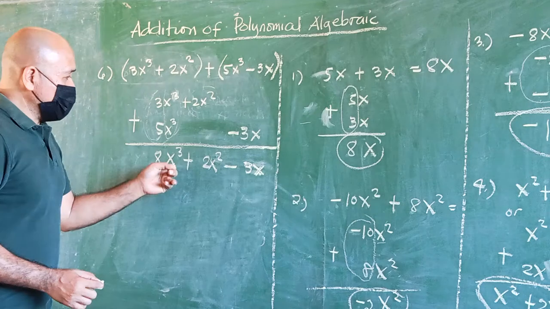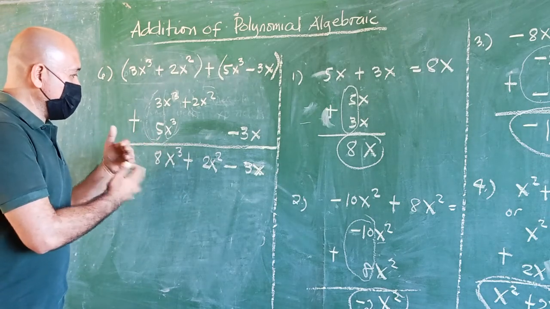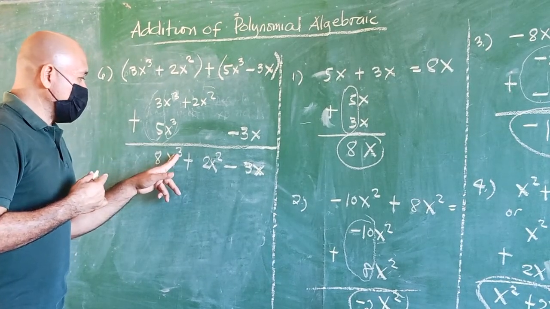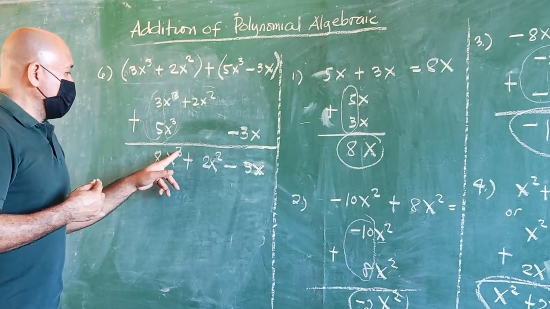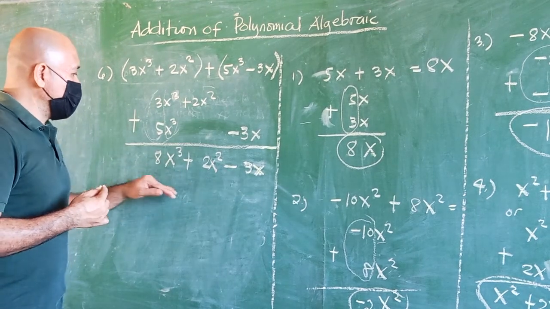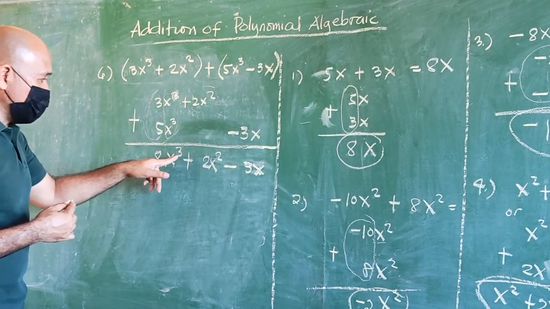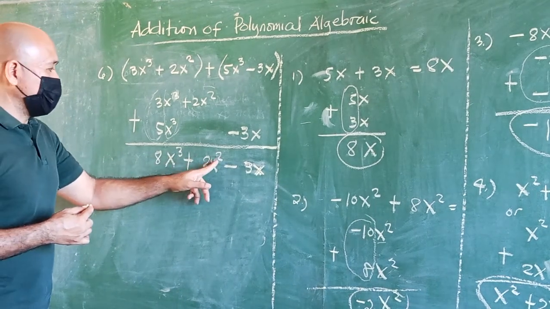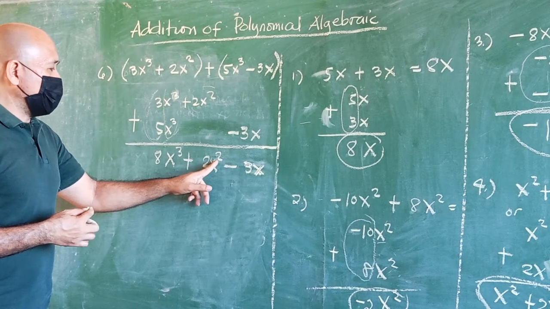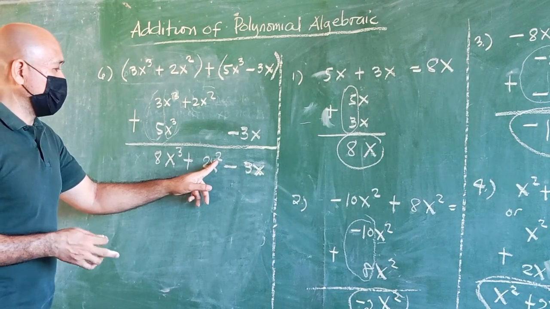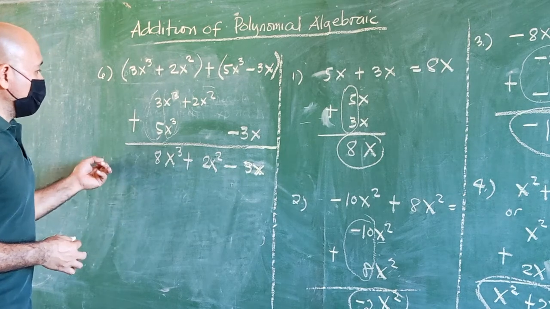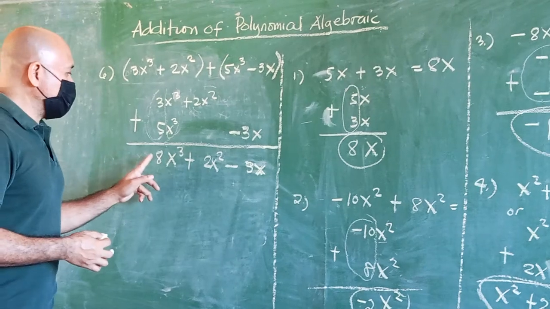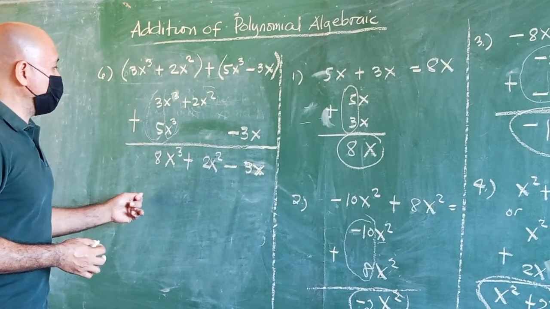Polynomial because of the characteristics of algebraic expressions: the exponents are positive, there are variables, it doesn't have any denominators, and at the same time, the exponents in the variable are not rational expressions or radical expressions. So that is why we mentioned that this sum, this algebraic expression, is also considered a polynomial.